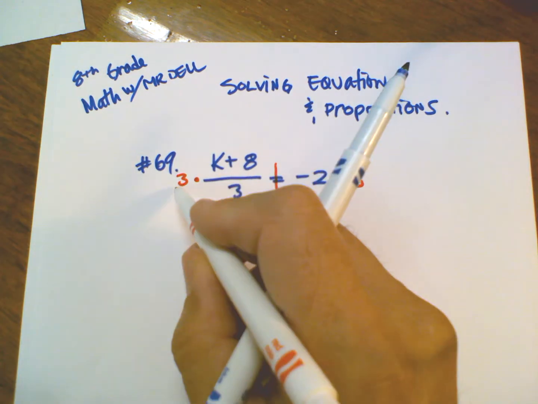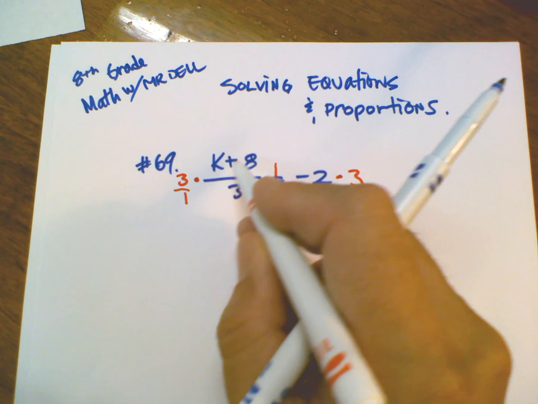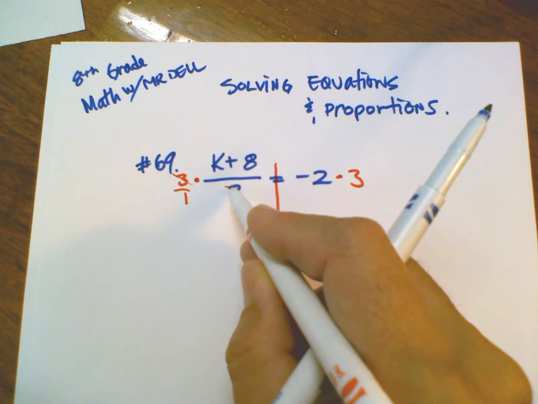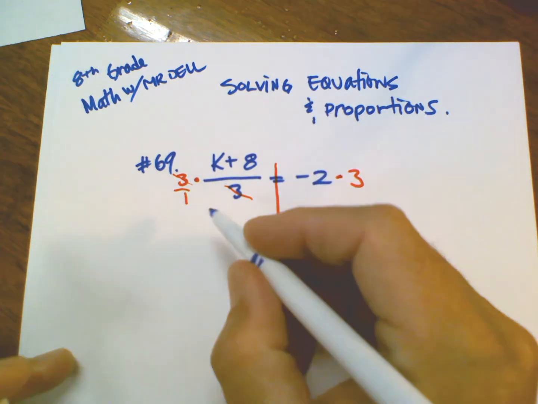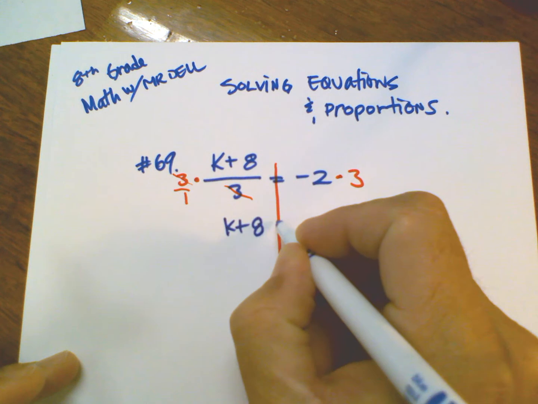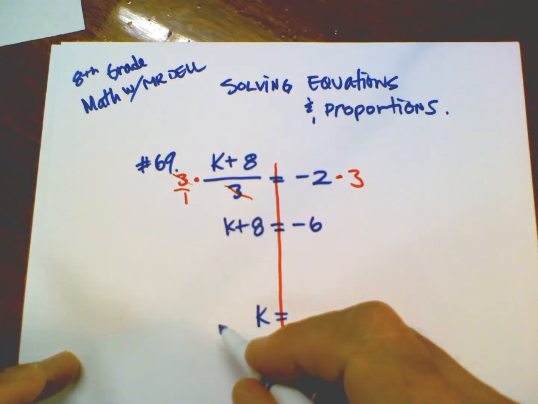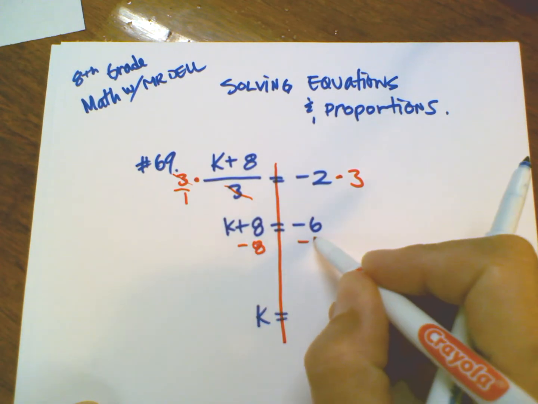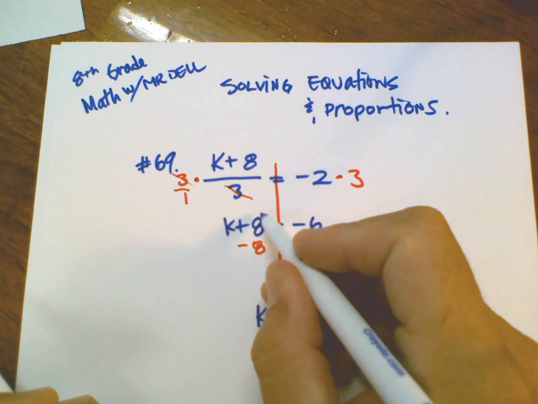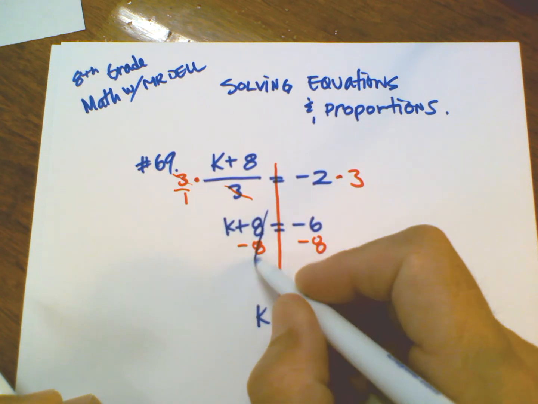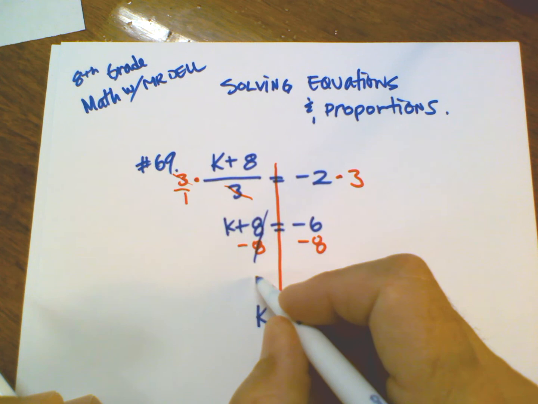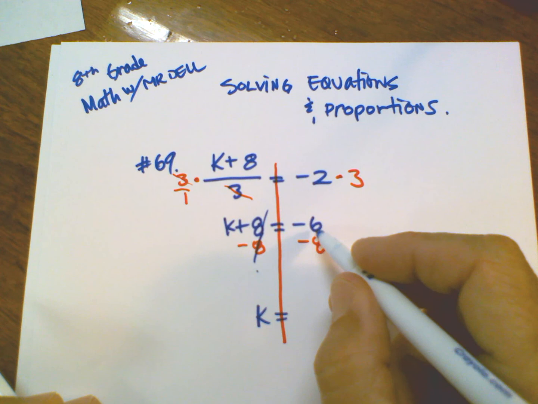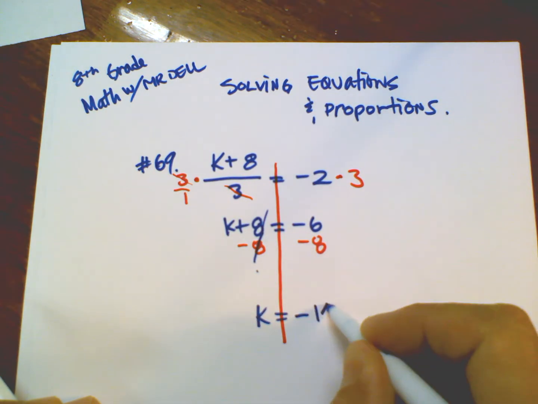It's as if I'm taking 3 over 1 and multiplying it by that fraction k plus 8 all over 3. And so the 3's here cancel out. Now I'm left with k plus 8 equals -6. Then I can eliminate the 8 by subtracting 8 from both sides. I see the 8's cancel out, because a positive 8 and -8 cancel, I'm left with my k by itself. And -6 and -8 is -14.